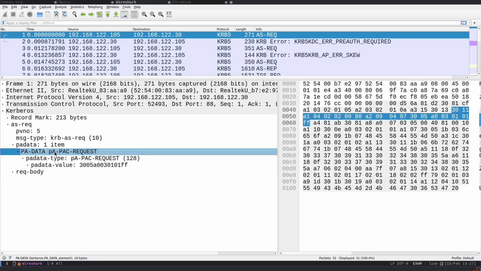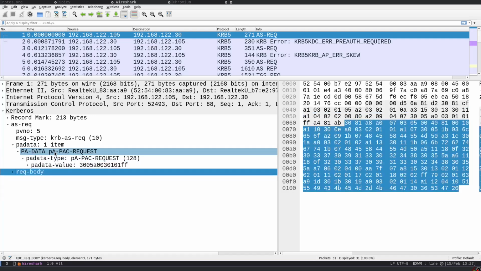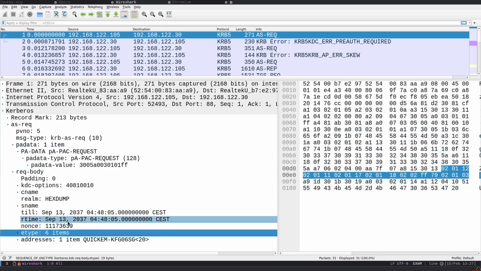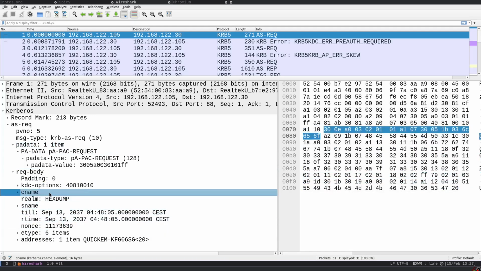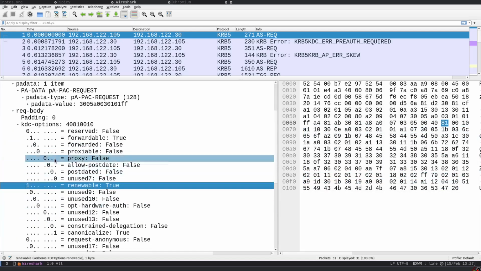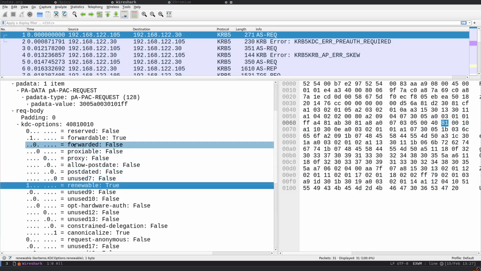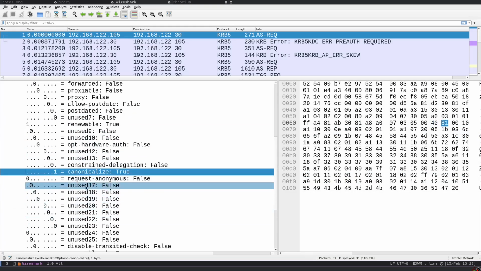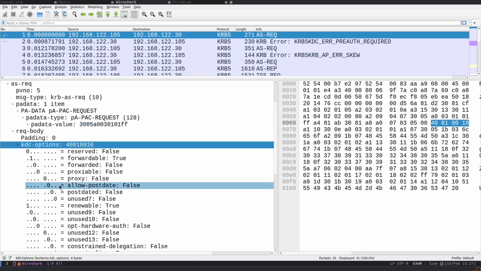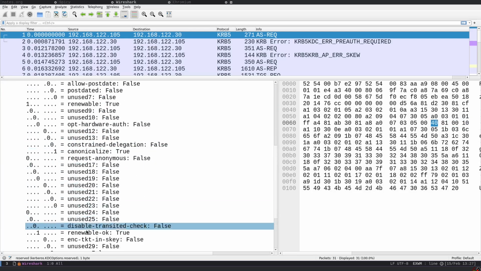So we don't see any authentication timestamp and stuff like that. And then we have the body. So we have a simple example. This is the options. I want this ticket to be renewable, to be forwardable, to canonicalize and stuff like that. So these are the options on how the TGT should be generated.